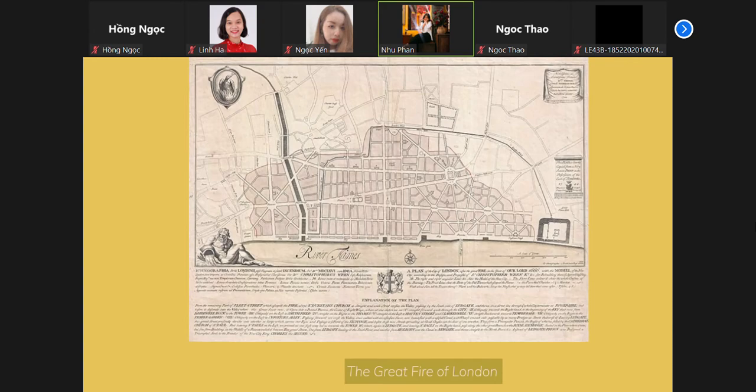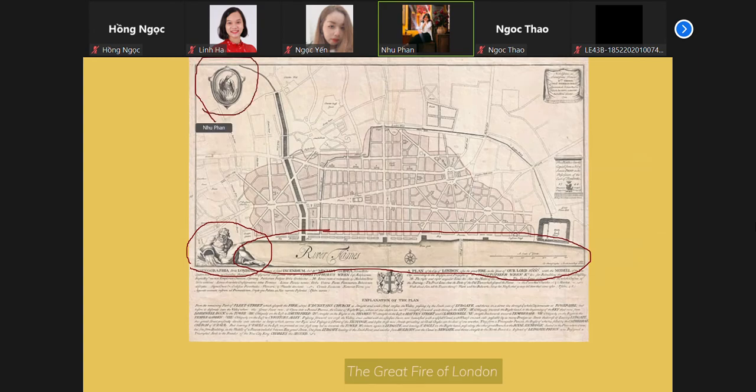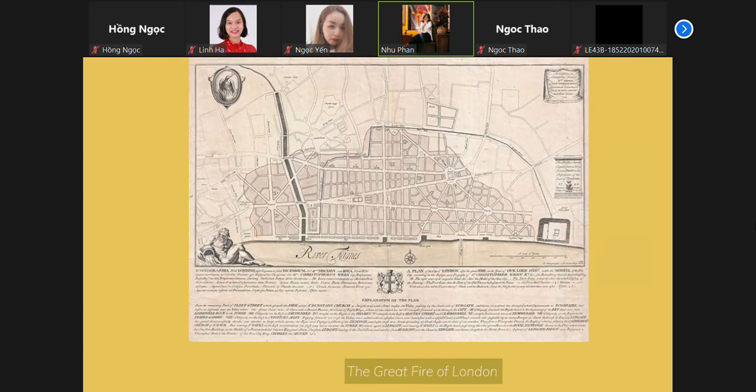And you can see here, this is the River Thames, with the image of Thamesis, the figure after whom the River Thames is named. And as you can see here, this is the mythical phoenix, which suggests that London would rise from the ashes. Okay, next slide, please.